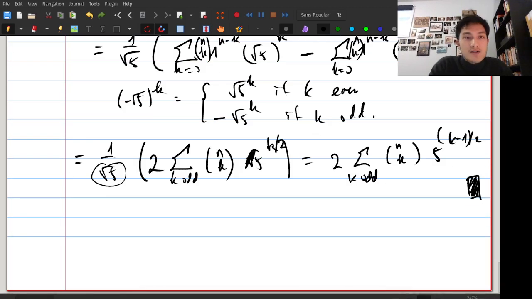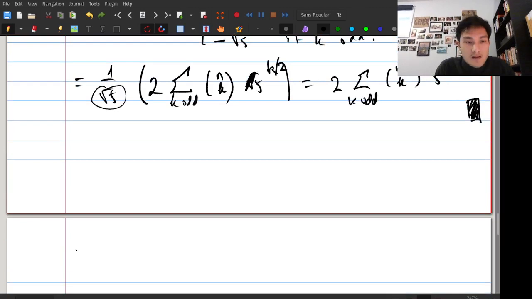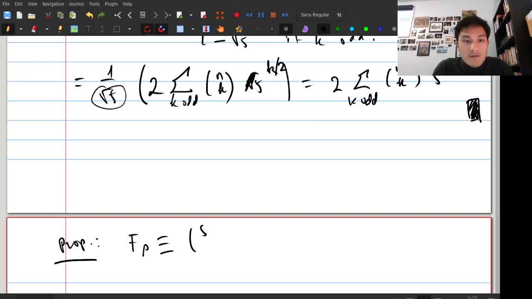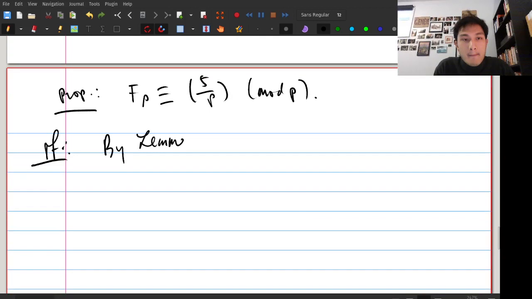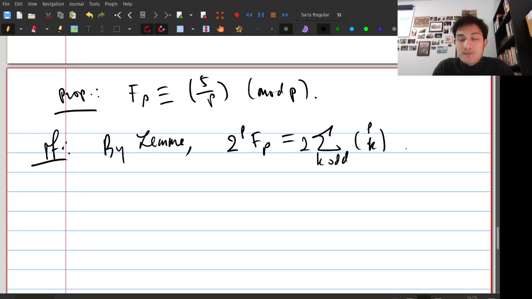So now we show the proposition: F_p is congruent to 5^((p-1)/2) mod p. Okay, so proof. By the lemma, 2^p F_p is equal to twice the sum over all k odd of p choose k, 5 to the (k minus 1) over 2.